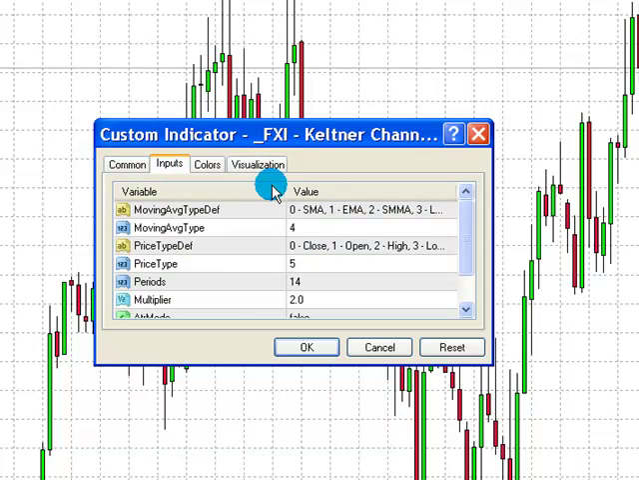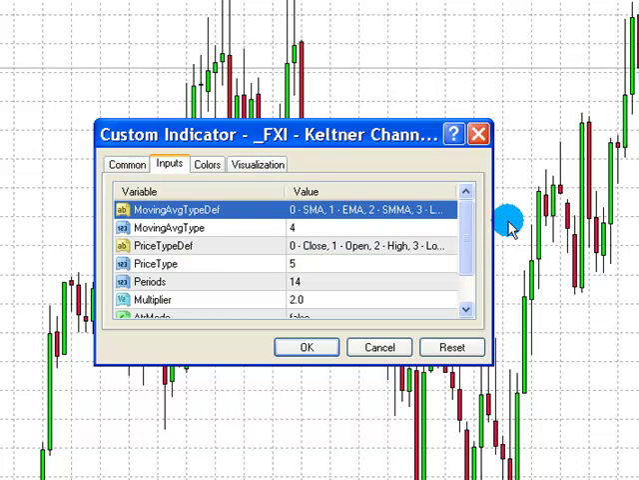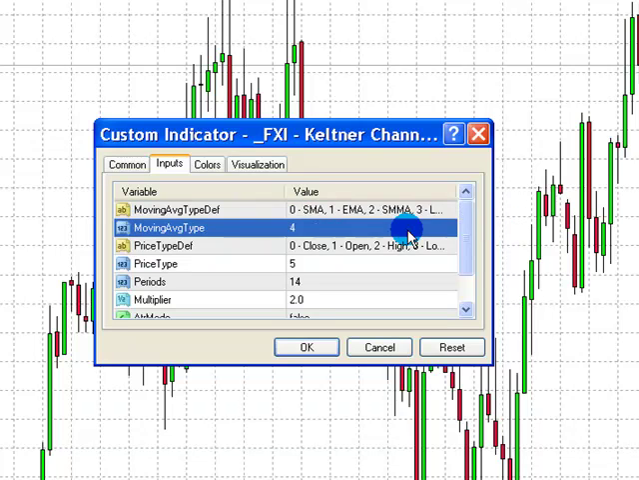Then we'll go to inputs and walk you through the various settings. Moving average type def is the valid inputs for the moving average type setting. This is the type of moving average that we will be calculating for our midline. A value of 4 is our instant trend line, which is a low band pass filter on the price action. Or just mix things up and let's just make that an EMA, or exponential moving average.